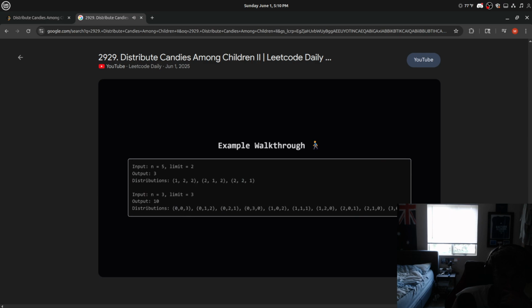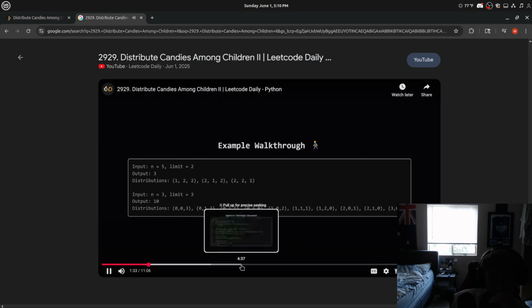What if child 1 gets 1 candy? That's within the limit. Now we have 4 candies left for the other 2 children. Child 2 could get 2 candies. That's the limit. Then child 3 gets the remaining 2. So, 1, 2, 2 is a valid way.